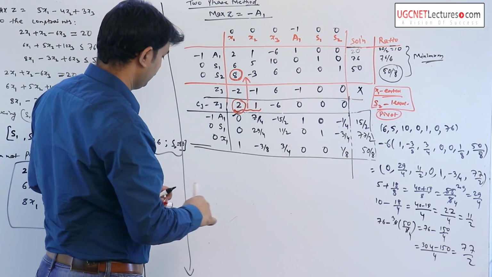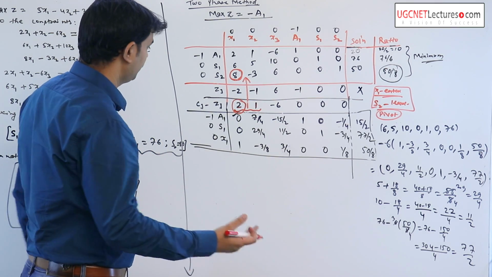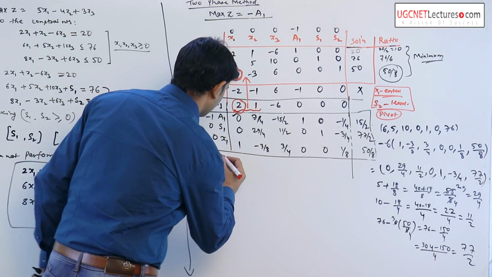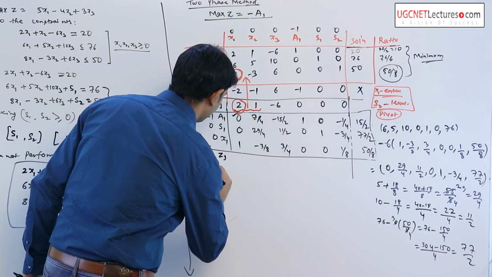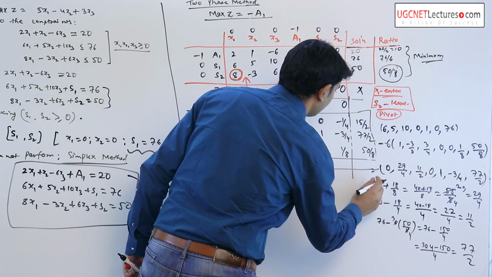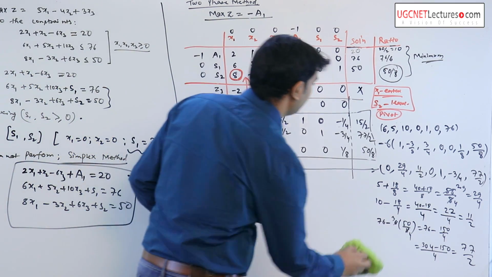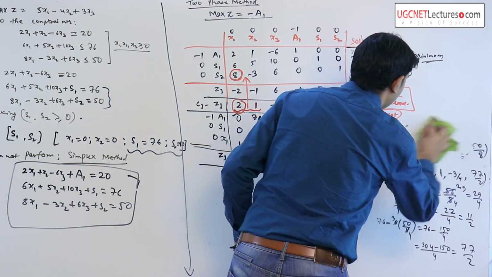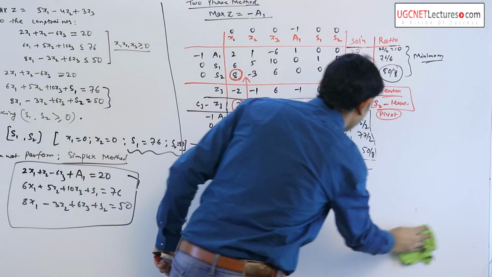Again, the artificial variable is still present. We have to go further. For further, we have to calculate Zj. The rough part I will erase.